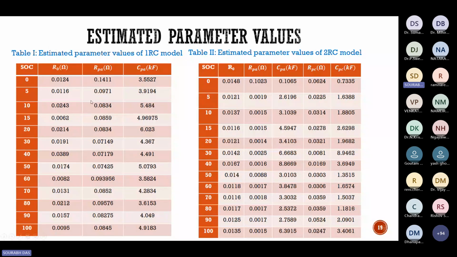What we can observe from this 1RC and 2RC model is that all the parameters are varying with the SOC of the battery. So parameters are not fixed for one charging or discharging cycle. The change in parameters can be analyzed by the differential capacity curve, or if we explain the intercalation process, then we can check, verify, or validate the parameter values.